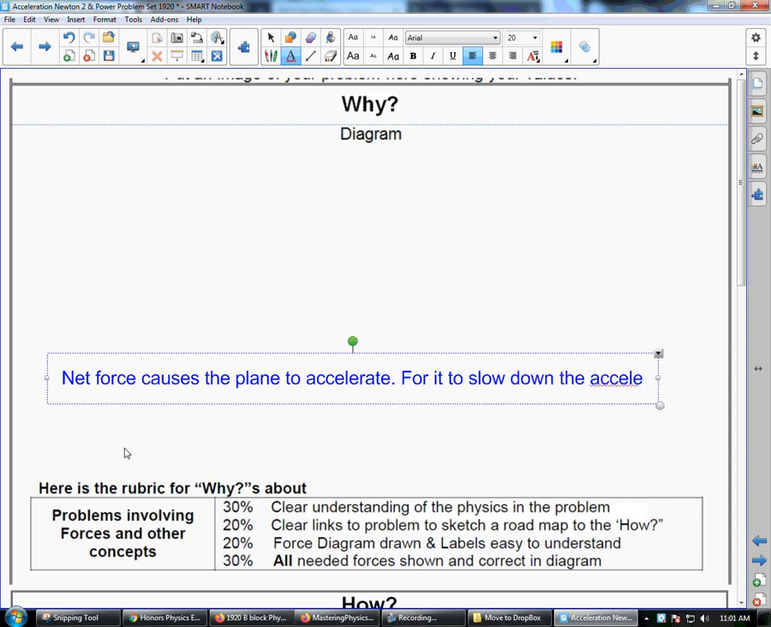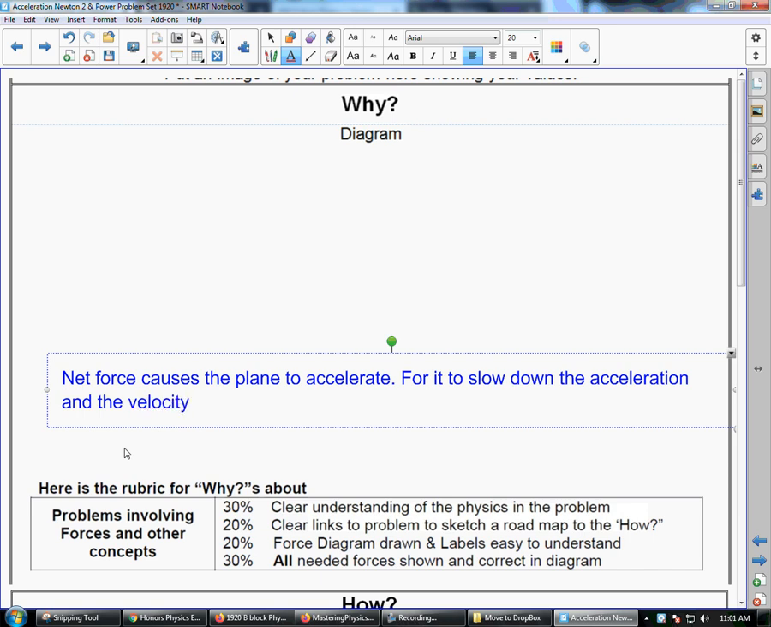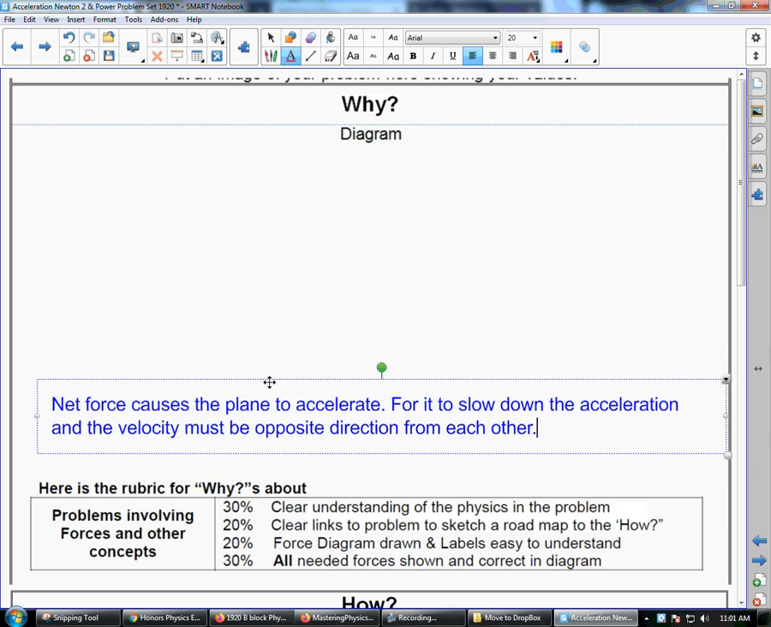The acceleration and the velocity must be in the same or opposite direction. Opposite direction of each other. Yeah, that's probably why I said to do it this way, but alright, so now I need my diagram.